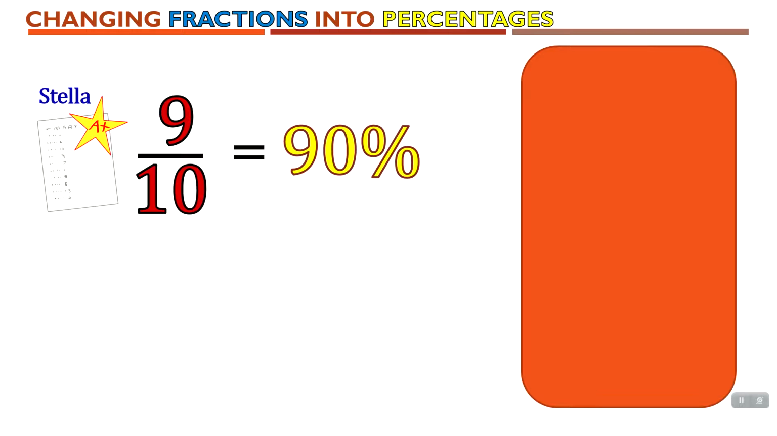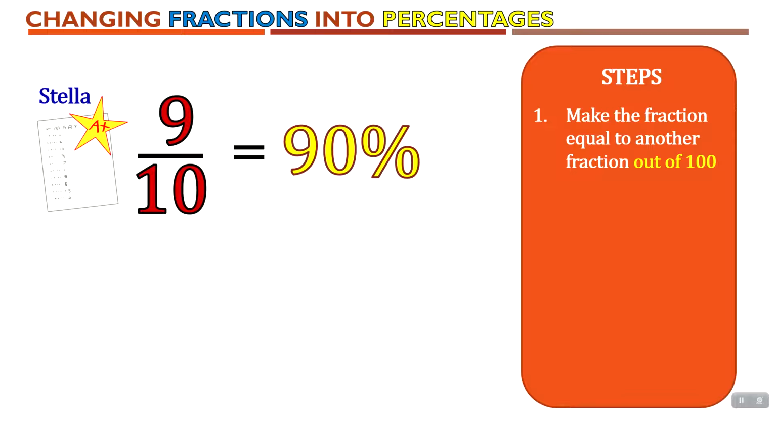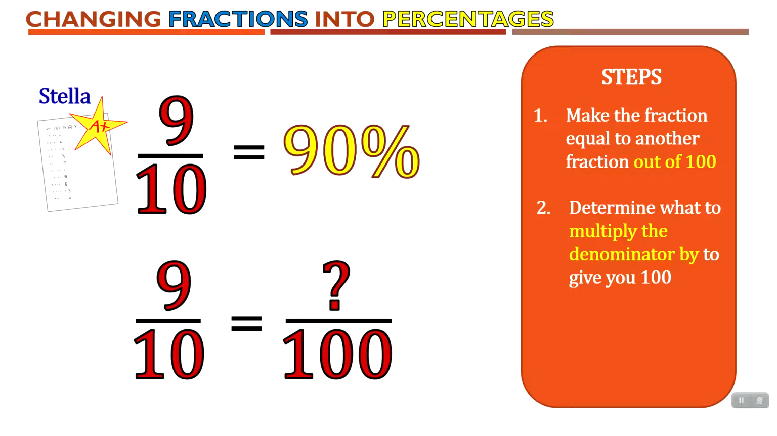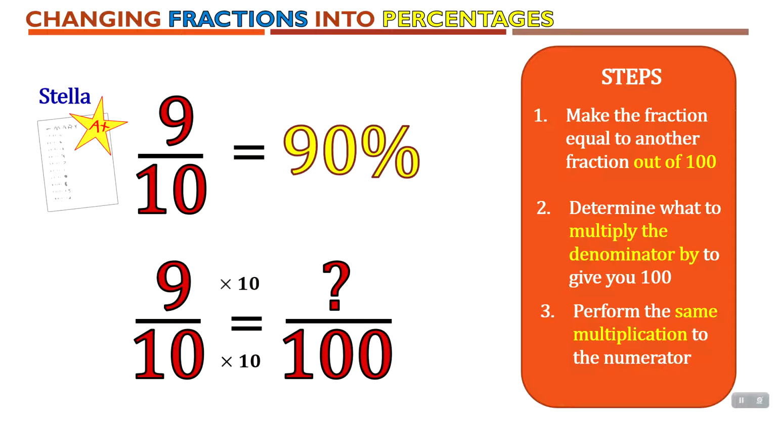Let's check Stella's percentage again. She said she got 90%. The steps to change fractions into a percentage are as follows. Step 1. Make the fraction equal to another fraction out of 100. So we will take 9 out of 10 and we will make it equal to a fraction out of 100. Step 2. Determine what number to multiply the denominator by to give you 100. We know that 10 times 10 is 100. And step 3. Perform the same multiplication on the numerator. 9 times 10 is 90. And Stella is correct. 9 out of 10 is 90%.